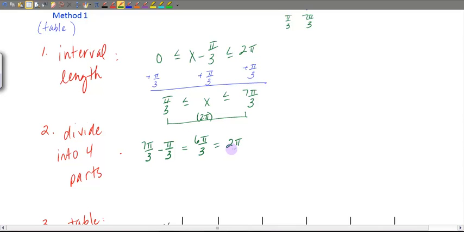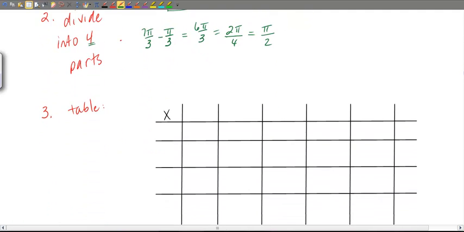Because I'm dividing it into fourths, we divide by 4, and we figure out that each fourth is 2 pi over 4, which reduces to pi over 2. So each part of my interval is going to increment by pi over 2. That's what we just determined. So we're going to come down here and make our table. Remember, the table comes from the x values of my interval length. That's what we're really creating.